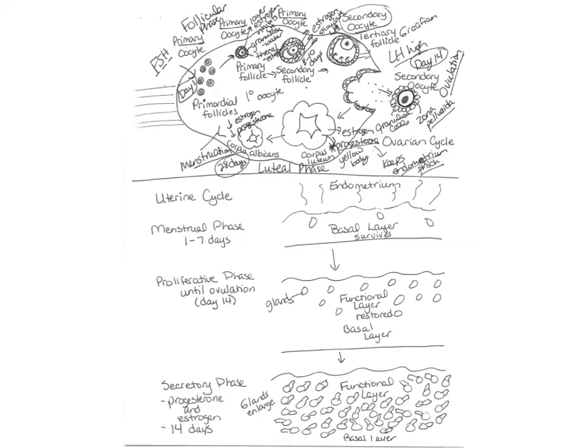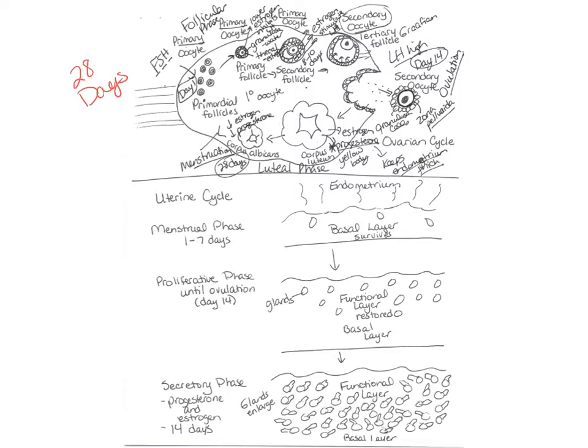Hello. This video is on Chapter 28, the female reproductive system, and we're going to talk about the uterine cycle or the menstrual cycle. And this cycle corresponds and correlates with the ovarian cycle. The ovarian cycle was 28 days long.